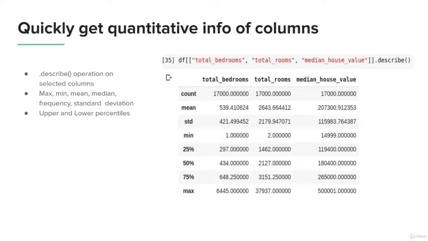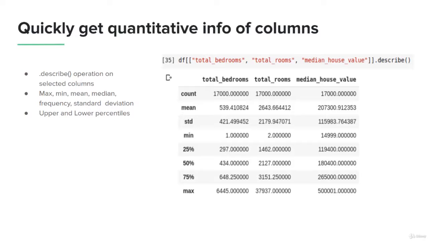We can also use the describe function on selected columns. It's quite smart. If you don't want the information of the entire dataset and want to focus your study on particular columns, you can select those columns, call the describe function on them, and then take up that information.